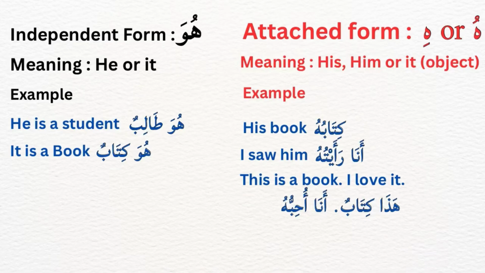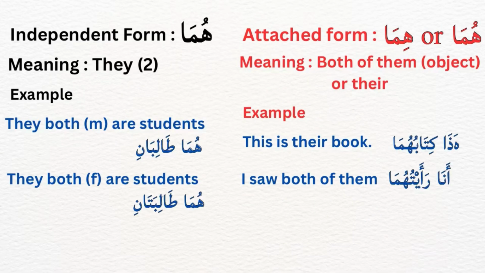Example, his book, kitabuhu. So kitab means book and the hu at the end means his book. Next example is I saw him. Ana ra'aytuhu. Ana ra'aytu means I saw and the hu at the end means him. So ana ra'aytuhu becomes I saw him. Another example, this is a book, I love it. هذا كتاب أنا أحبه. The hu at the end means it. So هذا كتاب أنا أحبه means this is a book, I love it.